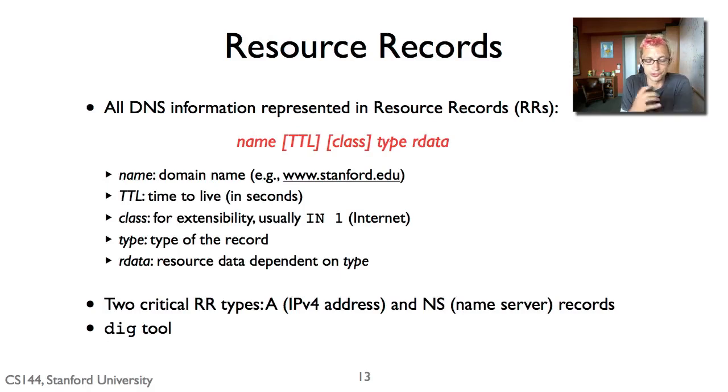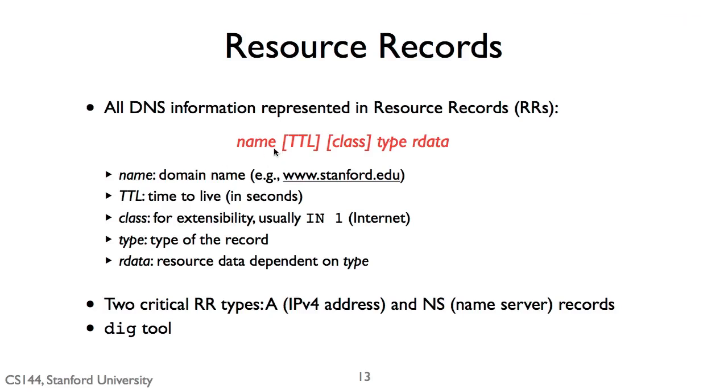But in the details, the way DNS works is that all DNS information, in every DNS message, is represented in terms of things called resource records, RRs. The form of a resource record is generally pretty simple. It has a name, the name associated with this record. There can be a time to live and a class. Then there's the type of record, and then the record data. So, for example, a resource record would be named, say, www.stanford.edu. So this is a record for www.stanford.edu.